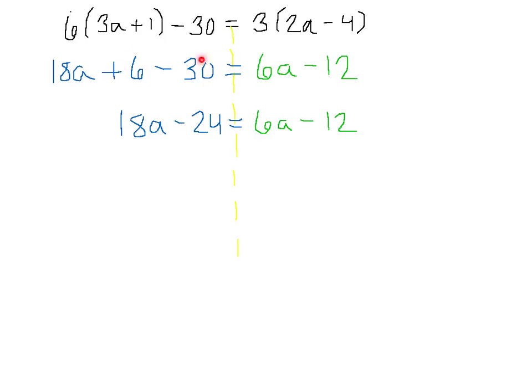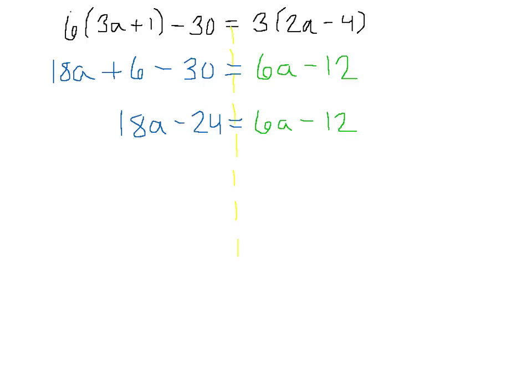Now here, all we did was combine like terms. You cannot just add 30, because you can only do the same thing on both sides. It's like a scale. Here we were just able to do 6 minus 30 because they're on the same side of the sign. But now that we're crossing over, whatever I do to one side, I have to do to the other.